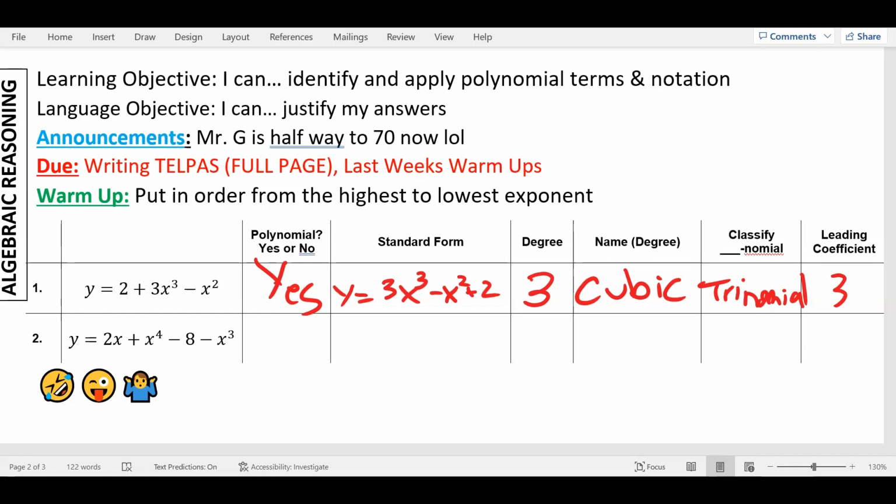Now, next one. Is it a polynomial or not? Yeah, it is. All the powers are positive whole numbers. Now, let's go ahead and reorder this. Which one's going to go first? Y equals x to the 4th, minus x to the 3rd. Very good. Minus 8 is next? Okay. Plus 2x. And then minus 8.